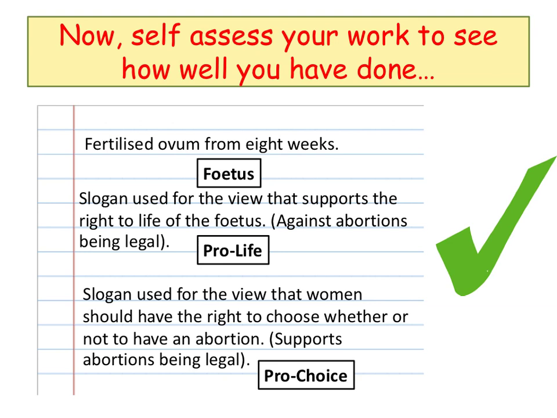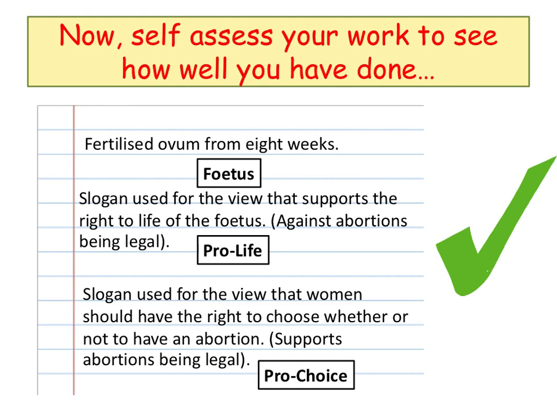The fertilised ovum from 8 weeks is the fetus. The slogan used for the view that supports the right to life of the fetus, against abortions being legal, is pro-life. The slogan used for the view that women should have the right to choose whether or not to have an abortion, supports abortions being legal, is pro-choice.